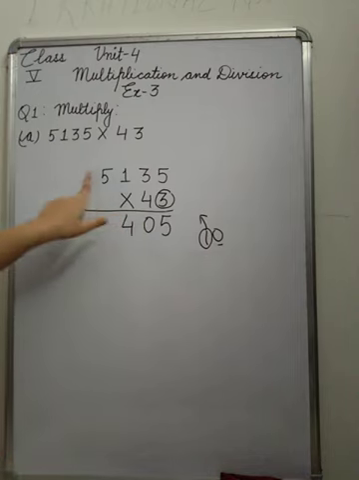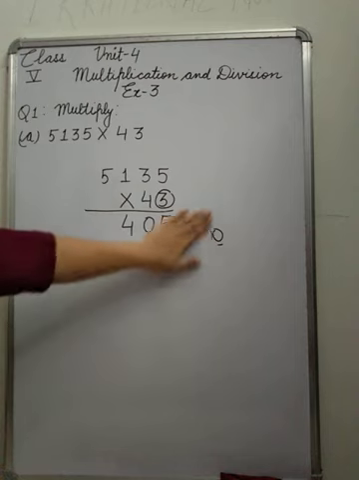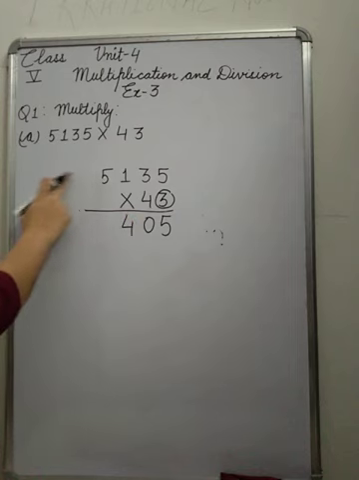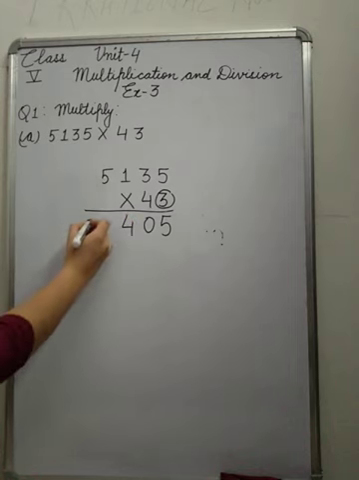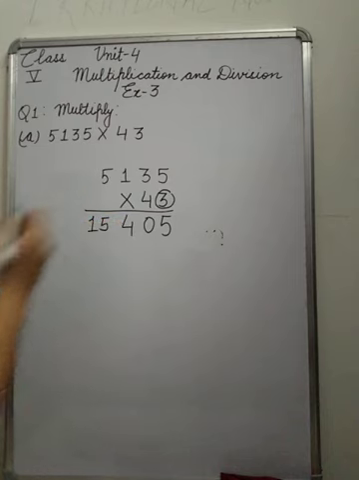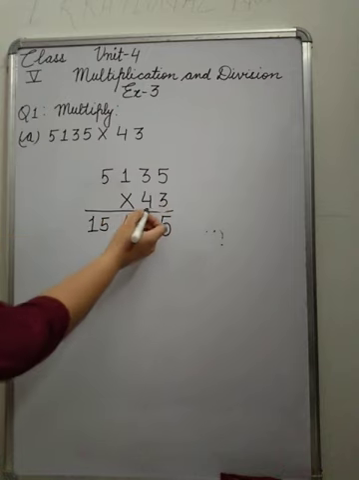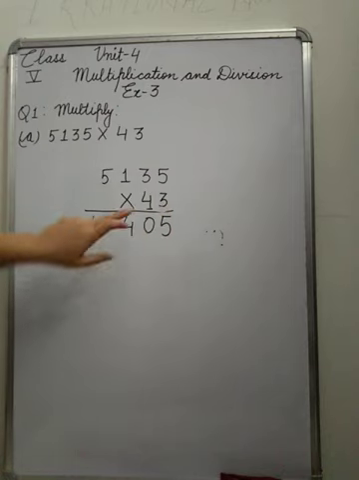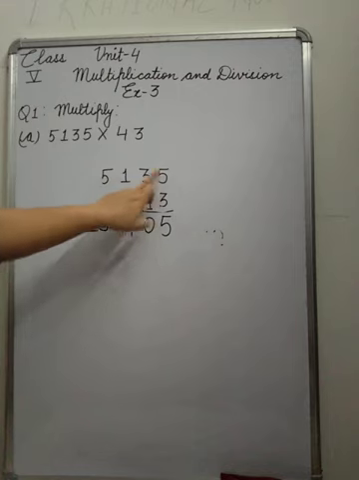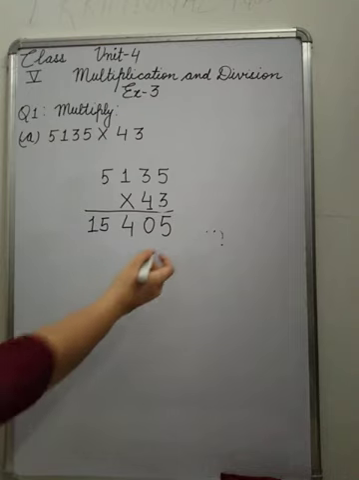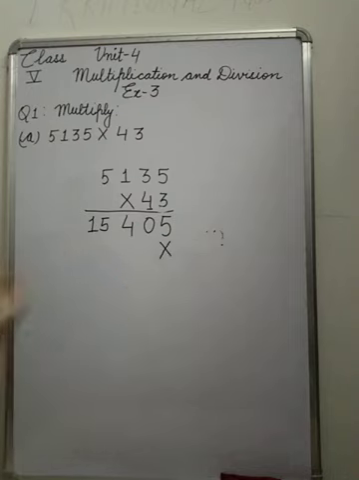Next is 3 5s are 15. There are no more digits here, so write the complete 15. Now multiplication with this 3 is complete. This tens position is remaining. So now multiply with this 4 all the digits above. It is a tens position, so place one multiplication sign here.